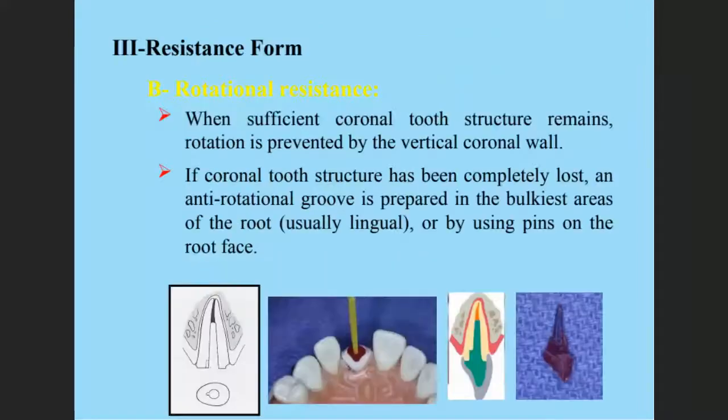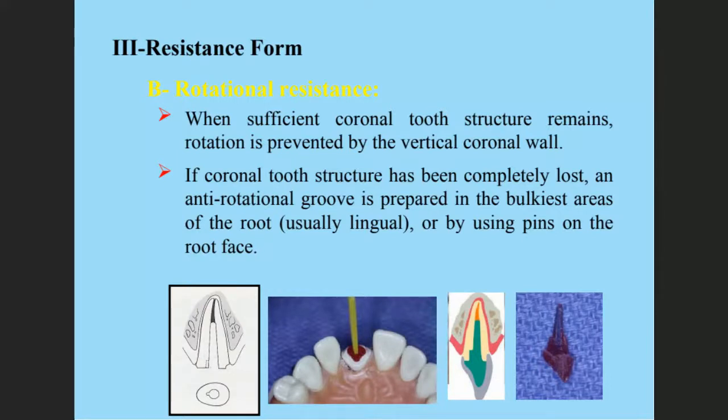The last thing here is the rotational resistance. If you have sufficient coronal tooth structure, this will provide a vertical wall and this will act as an anti-rotational feature. But if there is no remaining coronal tooth structure, you will not get any vertical coronal wall, because any wall that is less than 1 mm thickness, you should remove it.